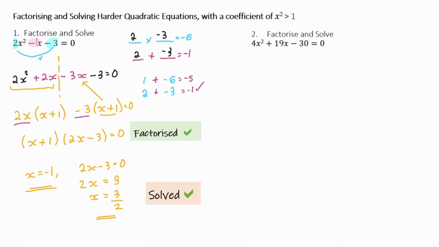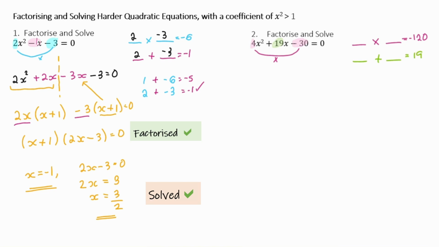For number 2, we are factorizing and solving 4x squared plus 19x minus 30 is equal to 0. So we are first going to multiply the coefficient of x squared, which is 4, with the number term, which is minus 30, and that gives us minus 120. So we're looking for two numbers that multiply to give us minus 120. And those same two numbers will need to add to give us 19.